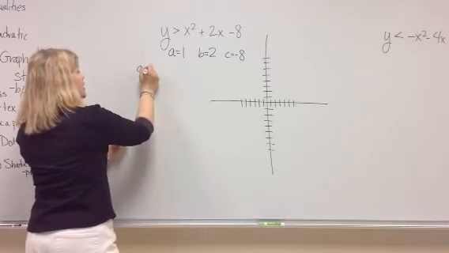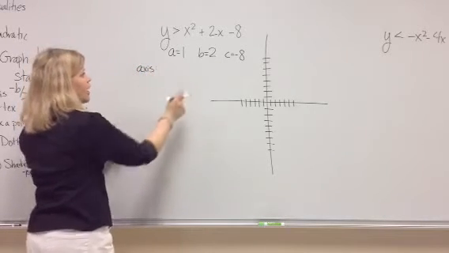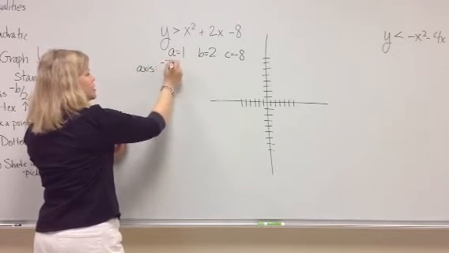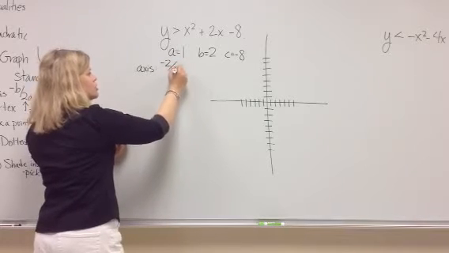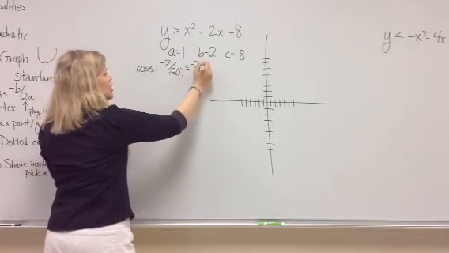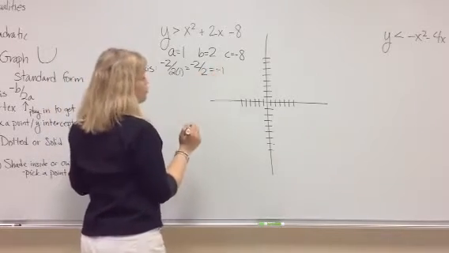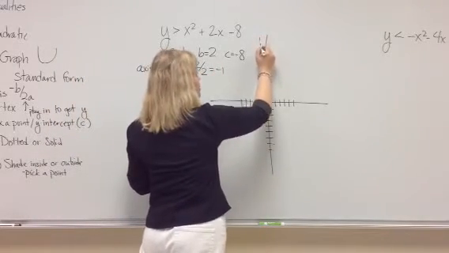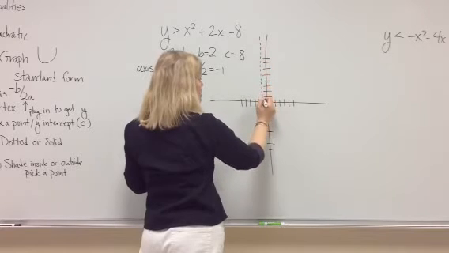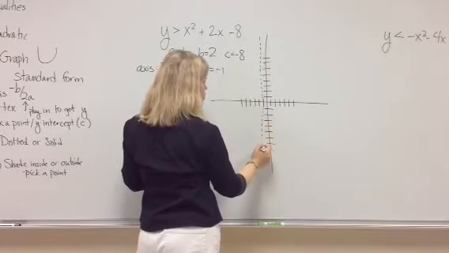Okay? You need to find the axis of symmetry, and that is the opposite of b over 2a. So in this case, -2 over 2 times 1, which is 2. What is -2 divided by 2? -1. So I can put my little symmetry line right here at x equals -1.